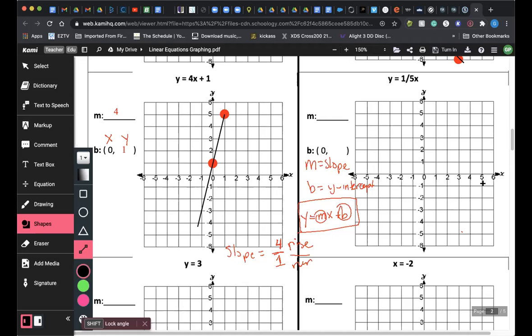All right, let's try this next graph. What is my slope on this next graph that says y equals 1/5 x? What is the slope?